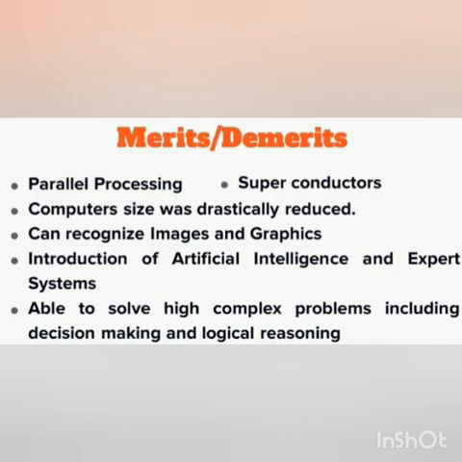And the next one is the computer size was drastically reduced. So the size of the computer is reduced in this generation. The next one is can recognize images and graphics. The computer can understand what an image is, what the graphic is, what the content is, and what an image tries to convey as an input. So all these things can be understood by the computer in this fifth generation.